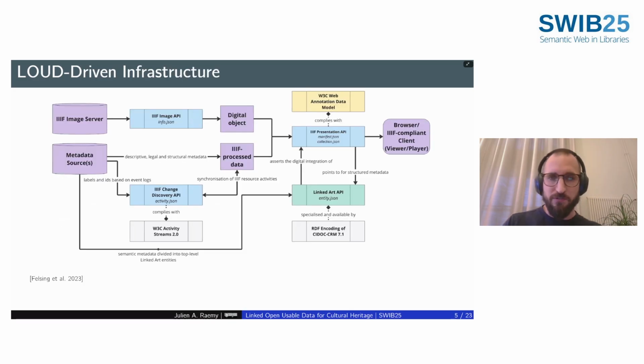Here is a diagram that we did through a paper, and it illustrates how a cloud-driven infrastructure could look like in practice. It shows the integration of various components that support both the creation and consumption of cultural heritage data. This structure demonstrates how different standards, IIIF for object delivery, if you will, the Web Annotation recommendation for collaborative annotations, and Linked Art for semantic description, could work together.